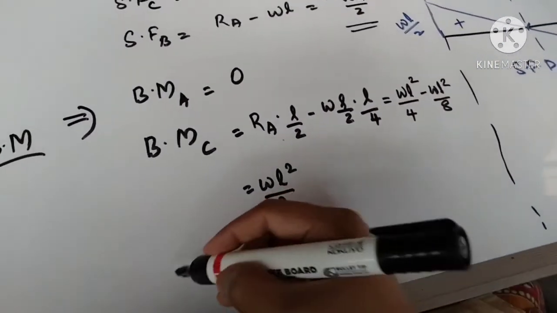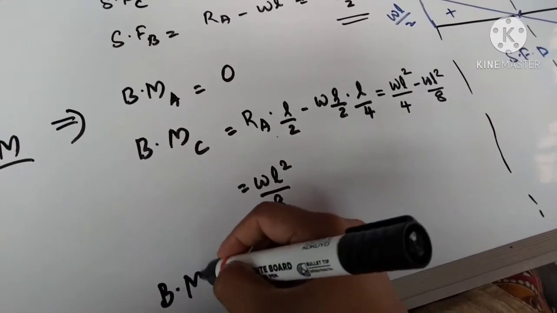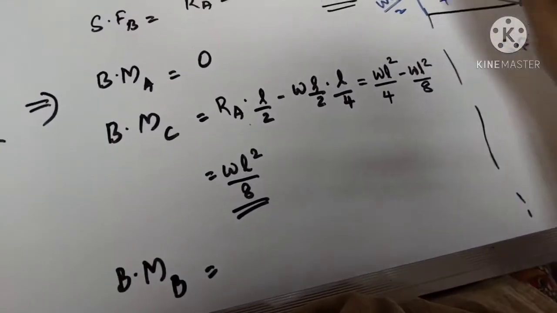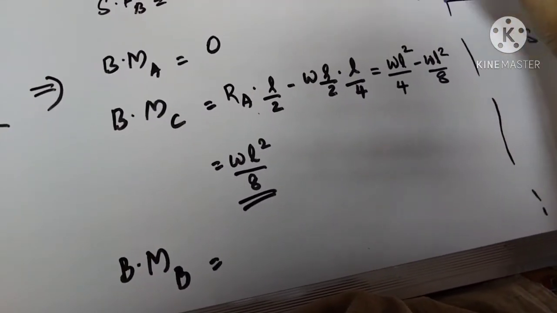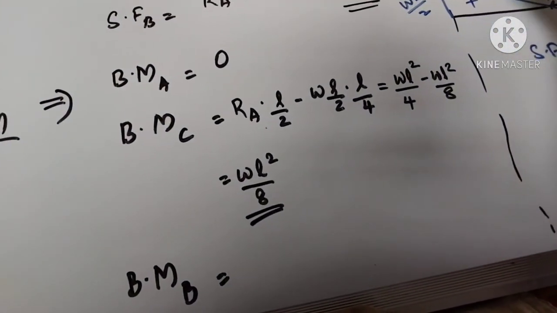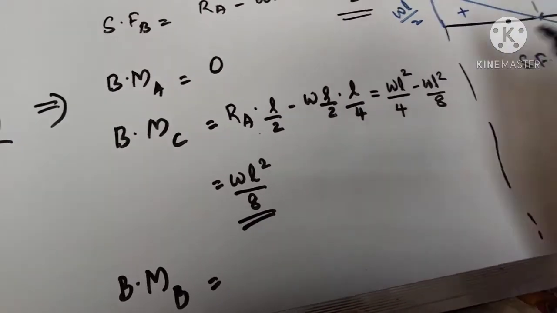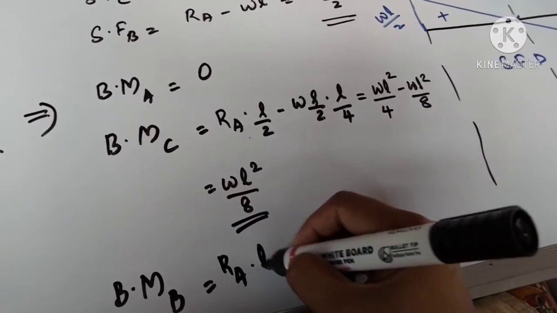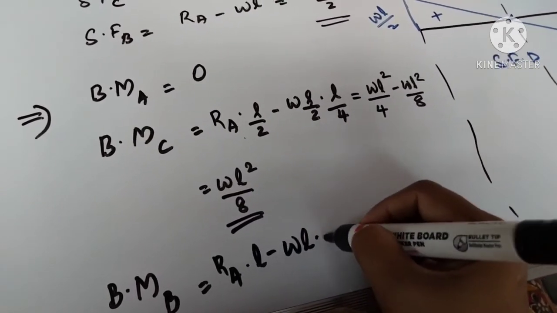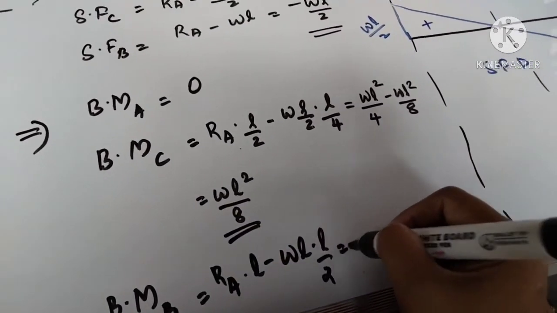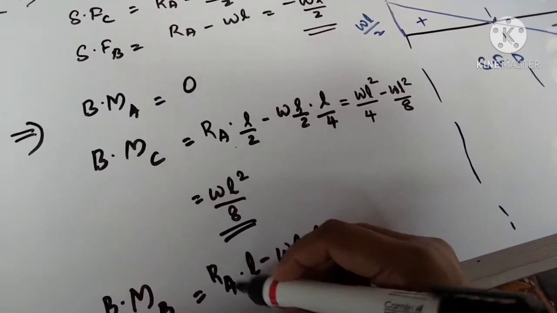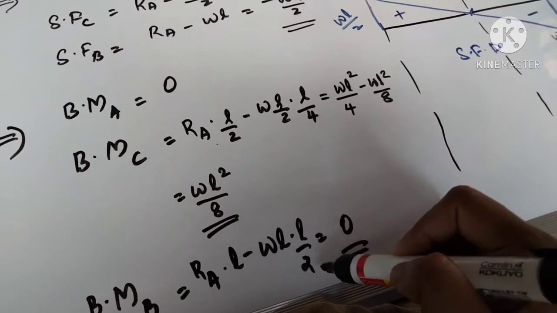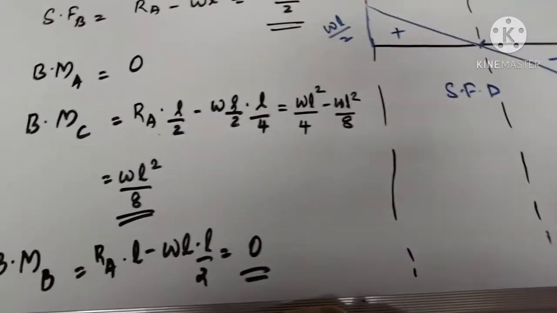Maximum bending moment will be at the center. Then bending moment at B also, since it is a simply supported end, it will be 0. If you are starting from the left end, you will get RA into L minus W into L by 2, which is equal to 0. RA is WL by 2, so WL square by 2 minus WL square by 2, which is equal to 0.